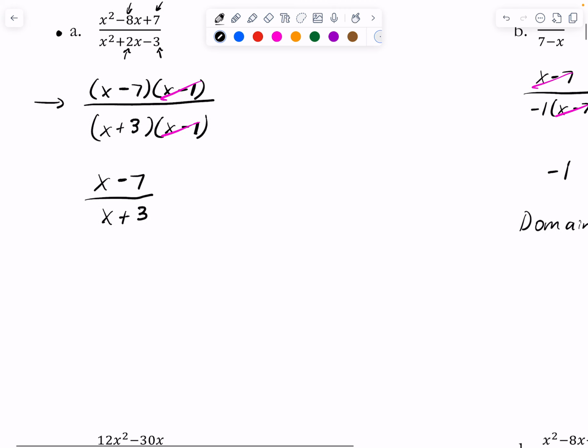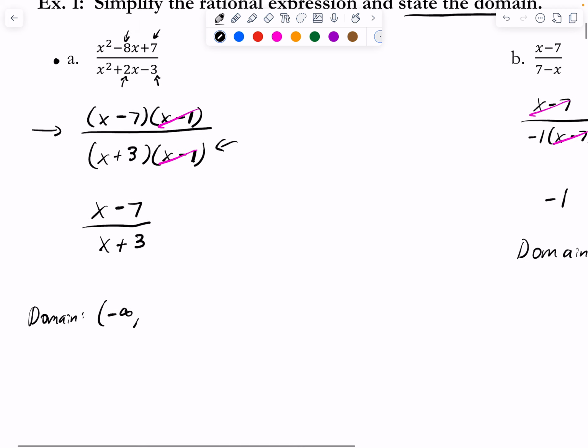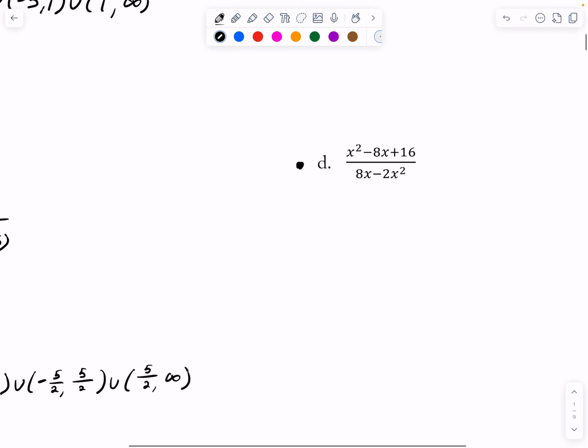Now for the domain, just like we did in those first couple examples, we're going to have negative infinity. And when you look at the denominator, you have to go back to before you cross things out. So negative infinity to negative 3, right? That would make this denominator 0. Then negative 3 to positive 1. That would be this one up here that we crossed out. And finally 1 to infinity. So essentially you can plug in any number you want into this expression, but you cannot plug in negative 3 or positive 1.